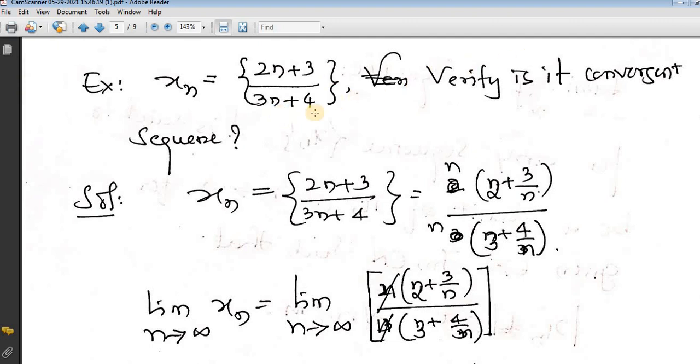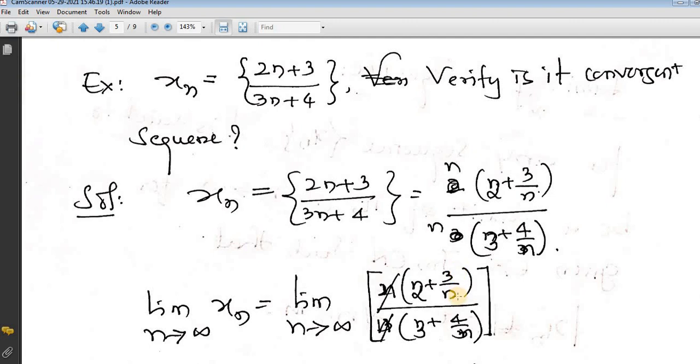Verify, is it a convergent sequence? Yes. Take the sequence, and suppose I substitute n equal to infinity here, the numerator will also become infinity, and the denominator will also become infinity. Therefore we have to take n outside. So suppose I take n outside in the numerator, 2 plus 3 by n will remain here. Again, if I take n outside in the denominator, 3 plus 4 by n will come, and this n will get cancelled.